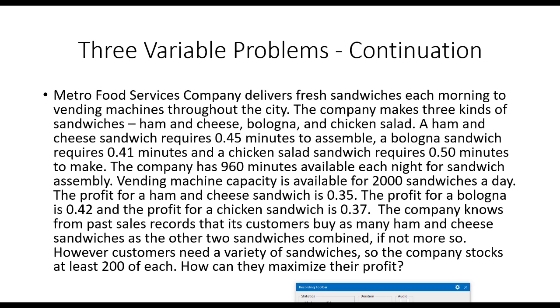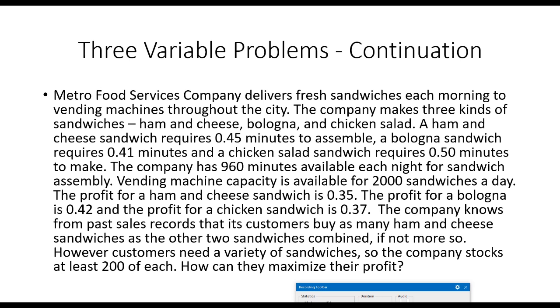For all of this information, we are very, very set now. We have to start looking at our constraints. The first one, how much time to assemble? We have 0.45 minutes. I'm going to convert to seconds just for simplicity's sake. So 0.45 minutes is 27 seconds. Bologna sandwich is 0.41, which is 24.6. And finally, 0.50 is 30. The only thing I have to do here is convert 960 minutes to 57,600 seconds.